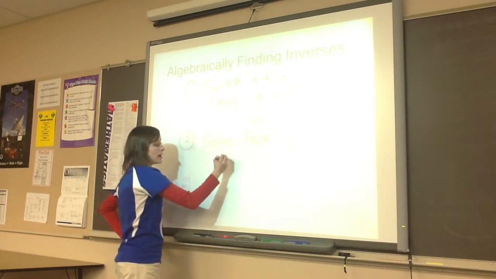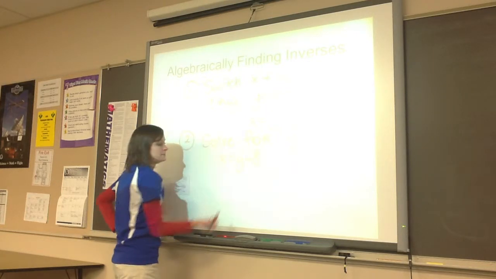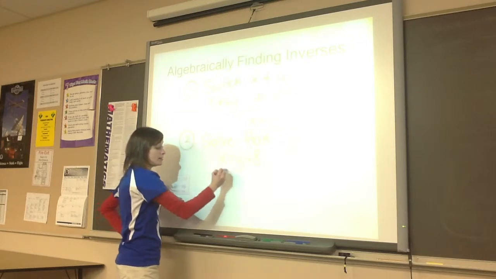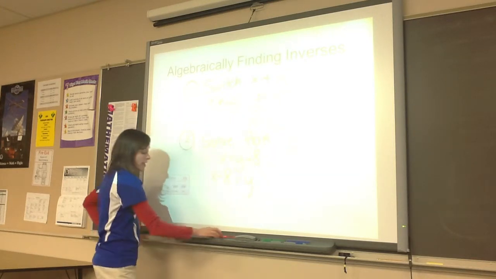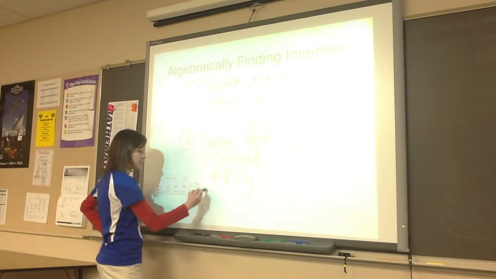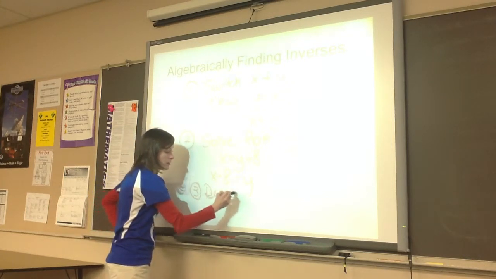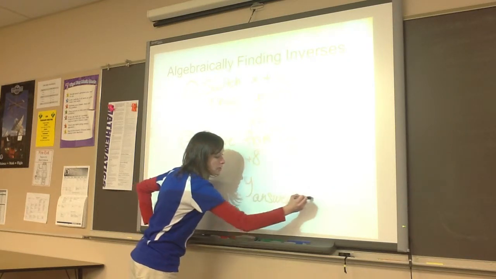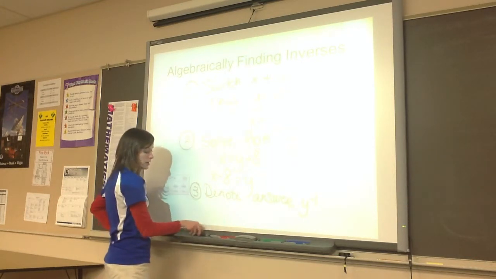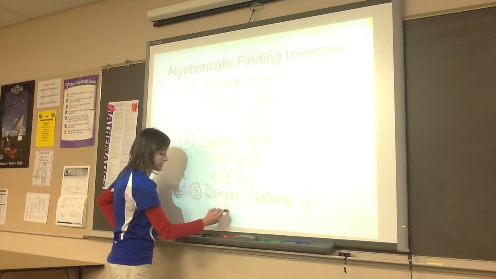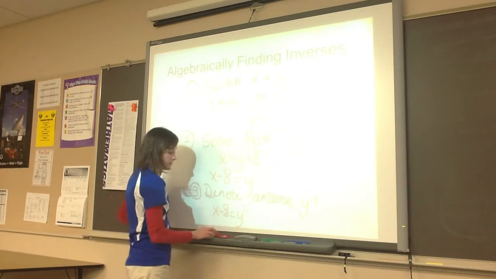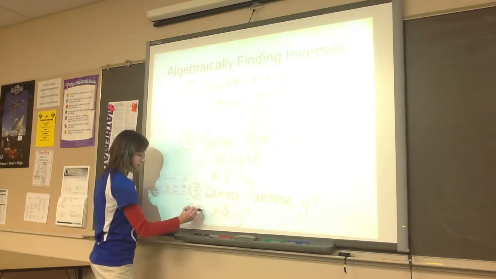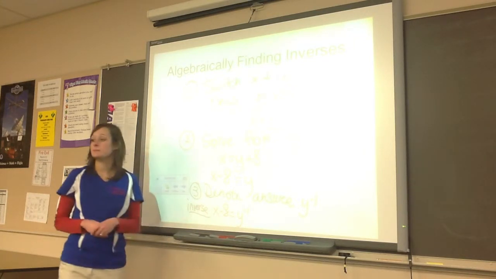So we're going to solve for y. To solve for y, what do we do? Subtract 8. And your last step is to denote your answer as y to the negative 1. So we are going to go x minus 8 equals y to the negative 1. So this is our inverse of that original equation that we started with.